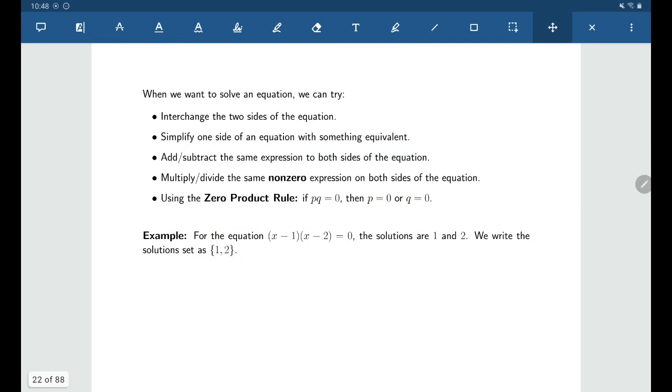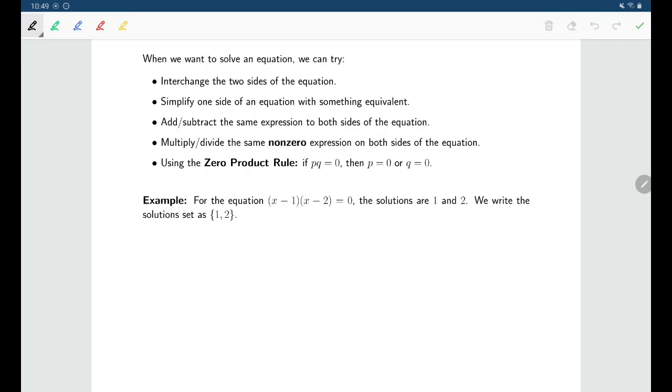Things that we can do to solve equations. This is, again, hopefully very old news. You can swap what's on the left side with what's on the right side. You can add the same amounts to both sides or subtract the same amounts from both sides of the equation. You could simplify one side of the equation and replace it with something equivalent. One thing that I wanted to point out here are two important ones, the last two bullet points.